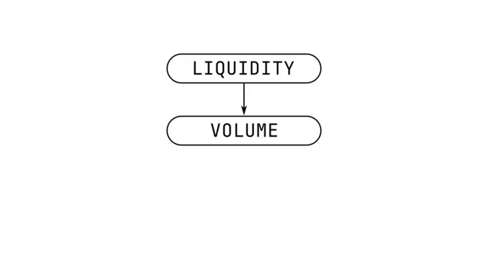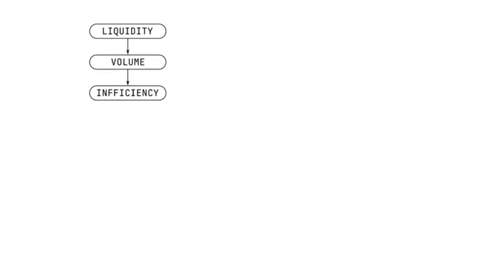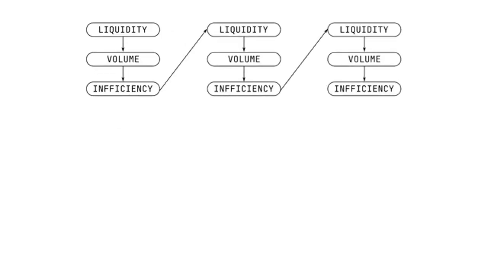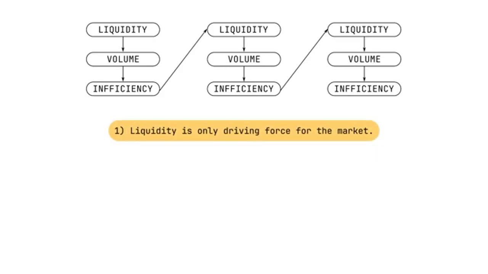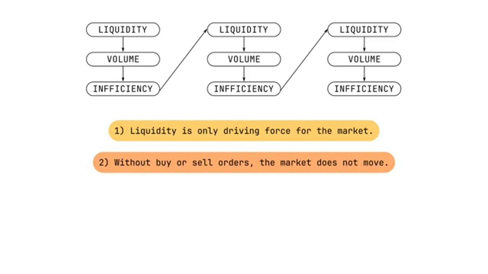As we already know, the logic of the market is very simple. It is based on three main elements: liquidity, volume, and inefficiency. Any movement can be described using just these three concepts. At the top of this chain is liquidity, which is the sole driver of the market. Without liquidity, that is, without buy or sell orders, the market simply would not move.